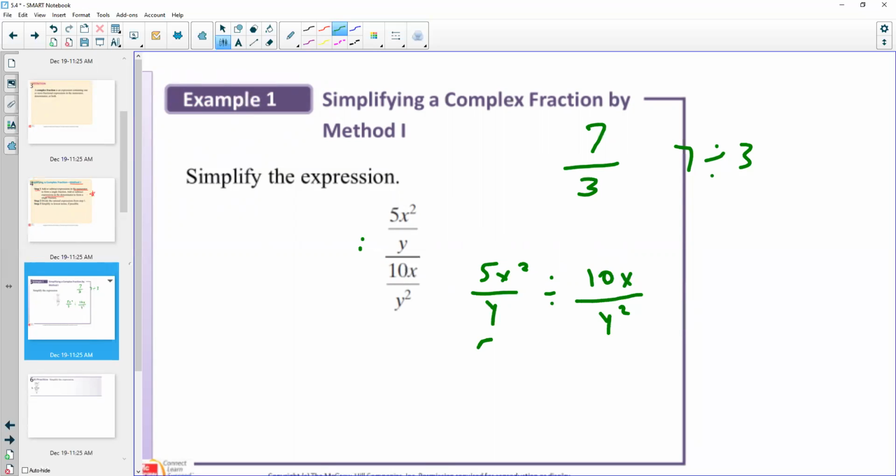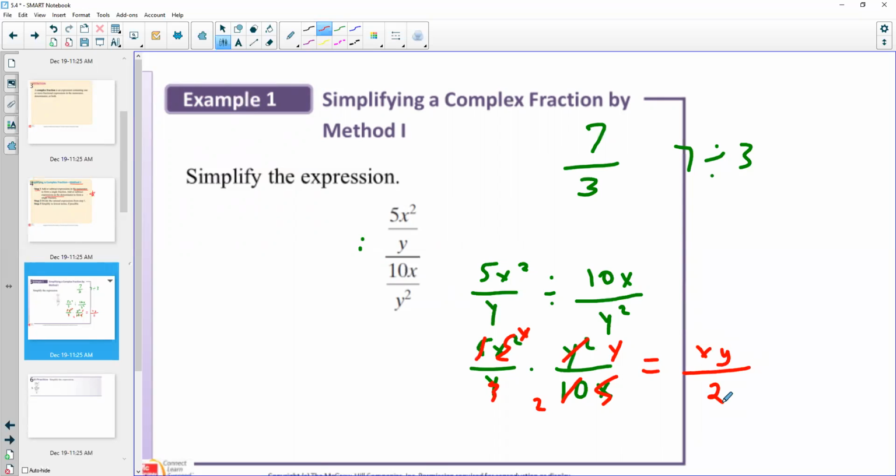So to do a division of fractions, we change to multiplication and flip the second fraction and simplify. That's it. So let's see, I have 5 and 10, that becomes a 2. That x goes away, and I just have x left here. This y goes away, I just have y left here. So now multiply across, I get x over 2y. That's all it is. Fractions are just division, okay?